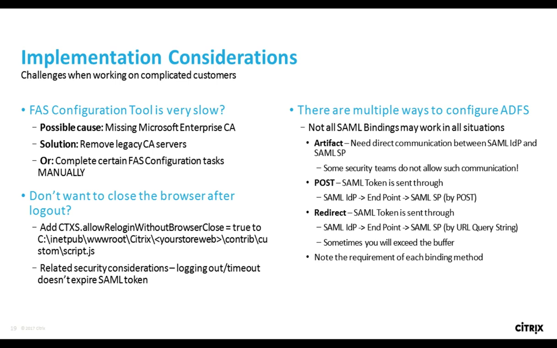So we've had some challenges, obviously, when working with complicated customers. You have the potential for the configuration tool in FAS to be relatively slow. One of the most common possible causes for that is missing the enterprise CA. Usually we want to remove the legacy CA servers and make sure we have the right one. A lot of times we're talking to an old one, and you can read through the list in eDocs, but there are different types of CAs that we do support. And in some cases, you can, again, configure certain FAS connections and tasks manually via PowerShell.